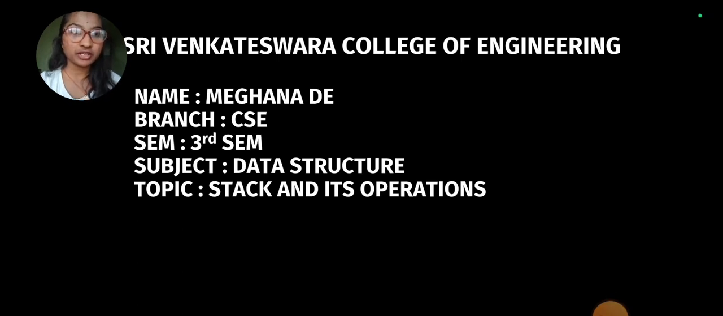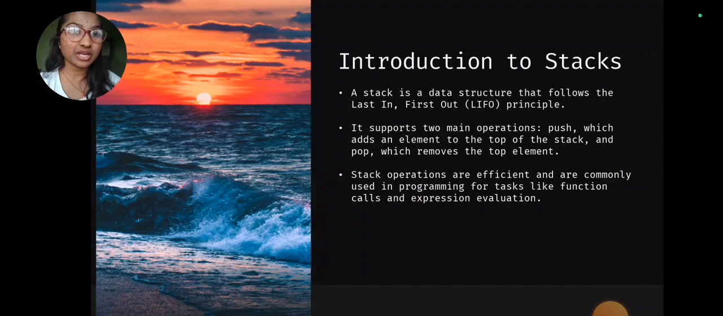Today I am going to explain about stack and its operations. Introduction to stack. A stack is a data structure that follows the last in first out principle. It supports two main operations: push, which adds an element to the top of the stack, and pop, which removes the top element. Stack operations are efficient and are commonly used in programming for tasks like function calls and expression evaluation.